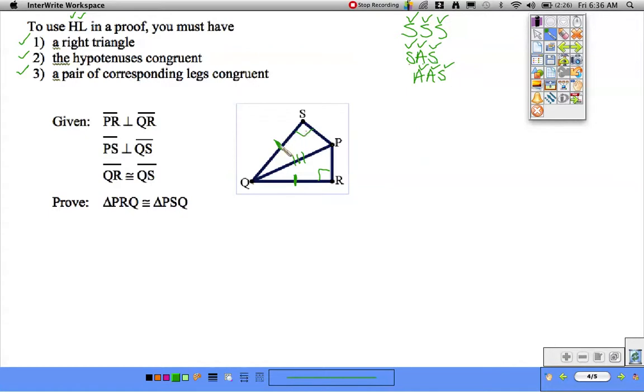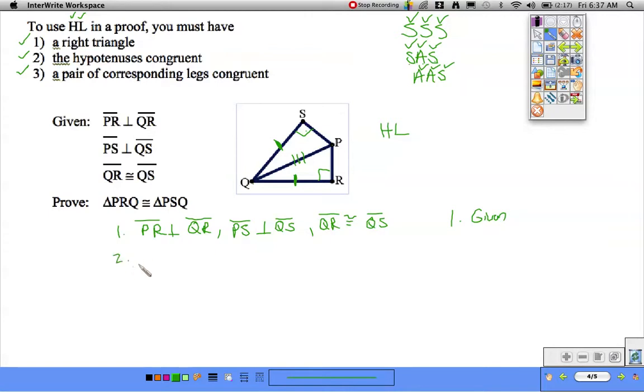Well, that's an angle side-side relationship. However, the triangles are right triangles, so I could use hypotenuse leg for this. So my plan is to use hypotenuse leg. So when I start writing my proof, I need to list my given. PR is perpendicular to QR. PS is perpendicular to QS. And QR is congruent to QS. And that was all given to me.